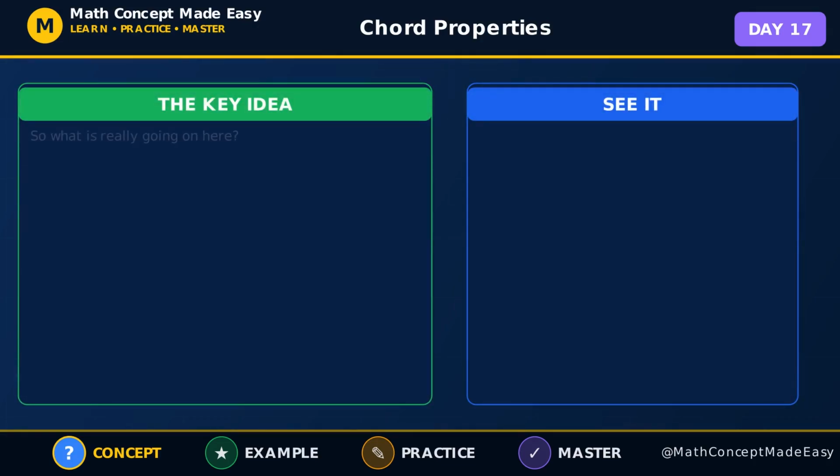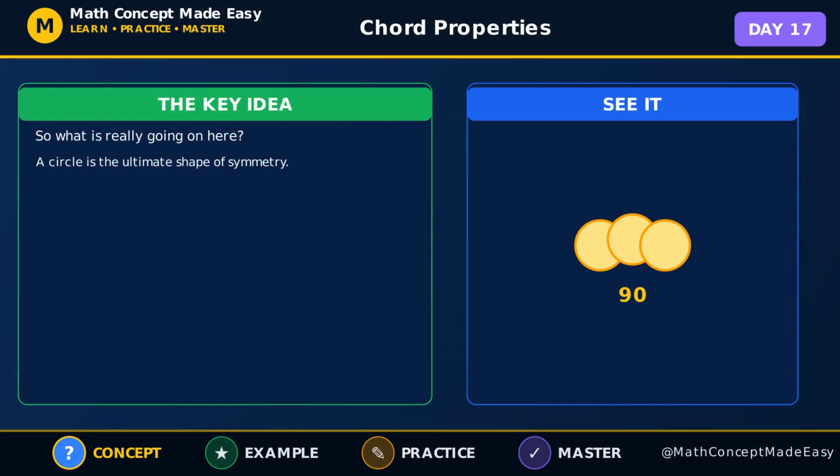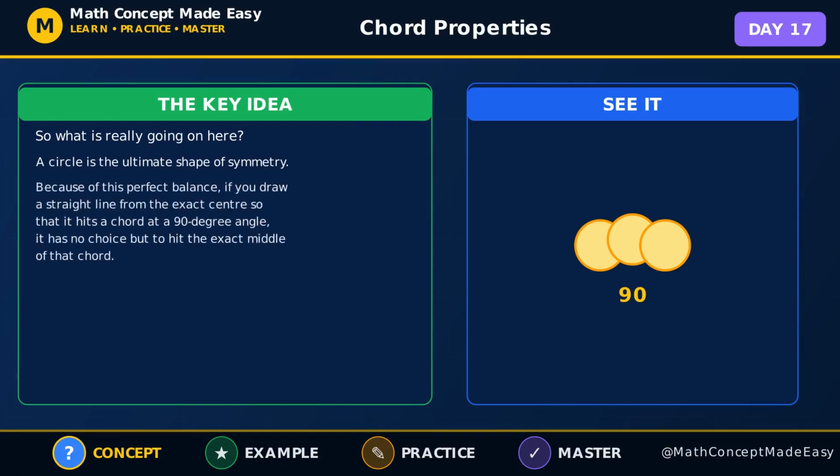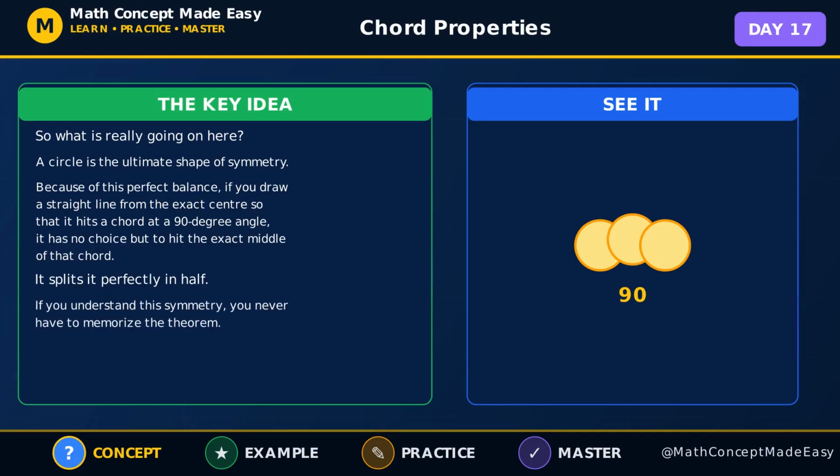So what is really going on here? A circle is the ultimate shape of symmetry. Because of this perfect balance, if you draw a straight line from the exact center so that it hits a chord at a 90-degree angle, it has no choice but to hit the exact middle of that chord. It splits it perfectly in half. If you understand this symmetry, you never have to memorize the theorem. Keep that picture in your mind, because everything else in this lesson grows out of it.